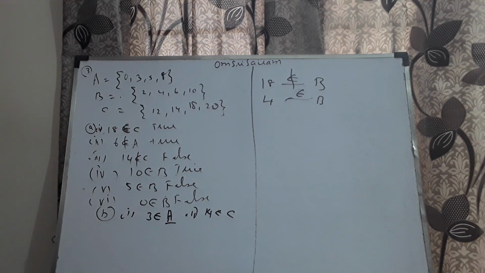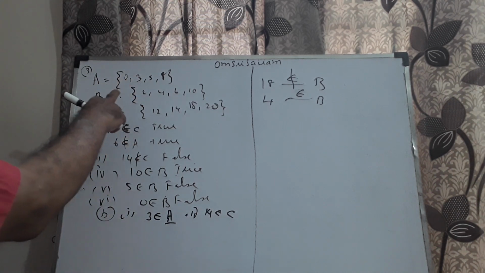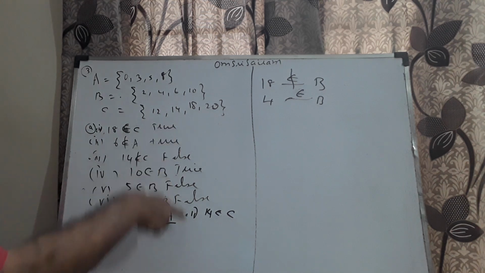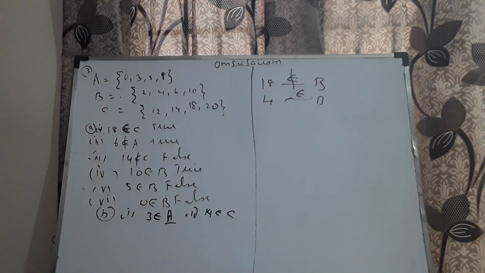He says 3 dash belongs to dash. So 3 belongs to A. Then 14 belongs to C. In 18 dash B, 18 does not belong to B, and of course 4 belongs to B. Therefore, these are the fill-ups we have to do.